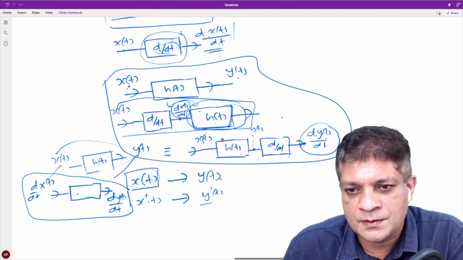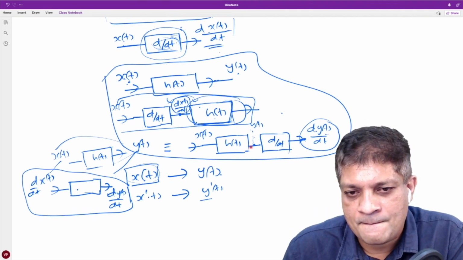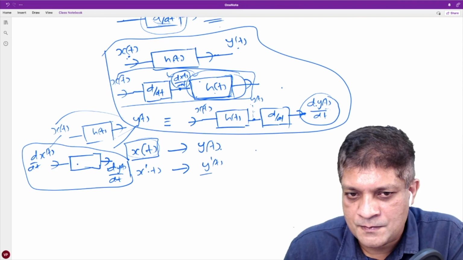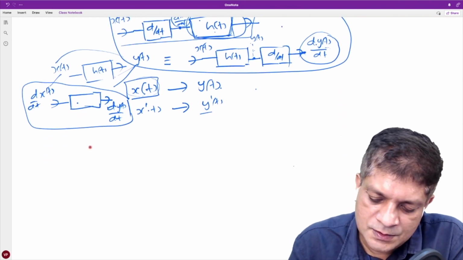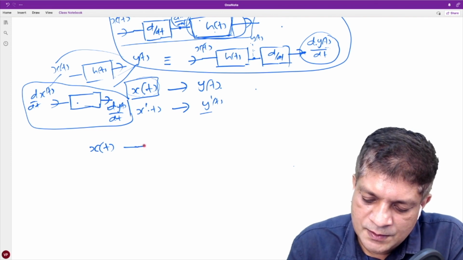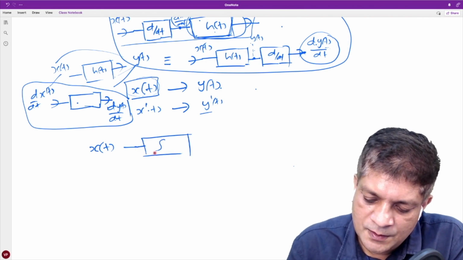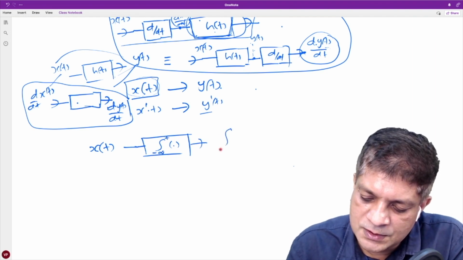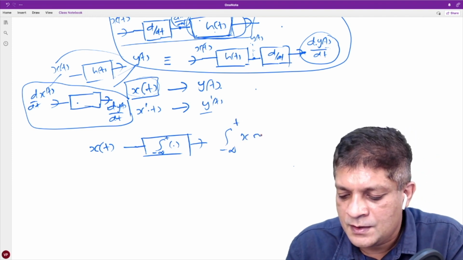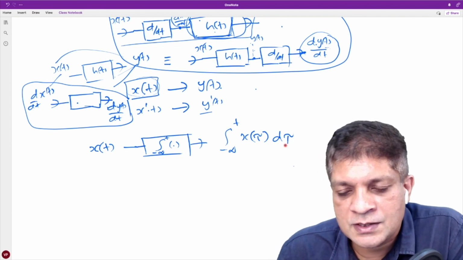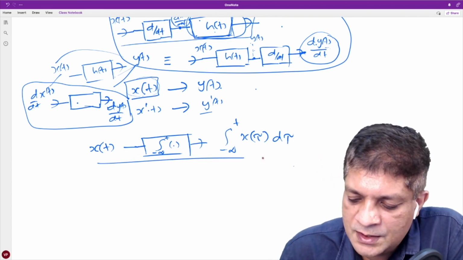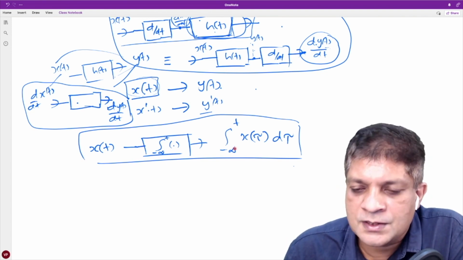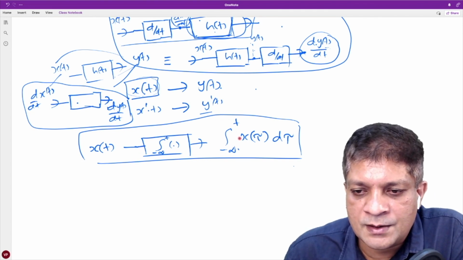Is it clear? Any question regarding this? And similarly, you can prove this if we have a system and we pass x(t) through an integrator. I am writing it as minus infinity to t. That means the output is the integral from minus infinity to t of x(tau) d tau. I am leaving this as an exercise. This is a linear time invariant system, and you can easily verify that. I think we have proved it in the tutorial class. Integrator is a linear time invariant system.